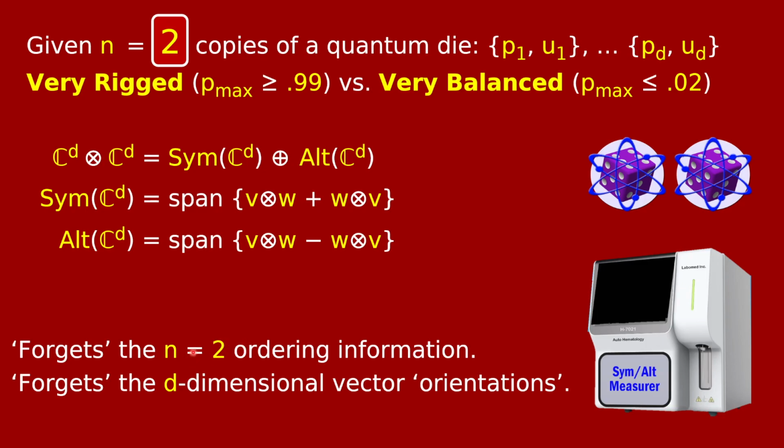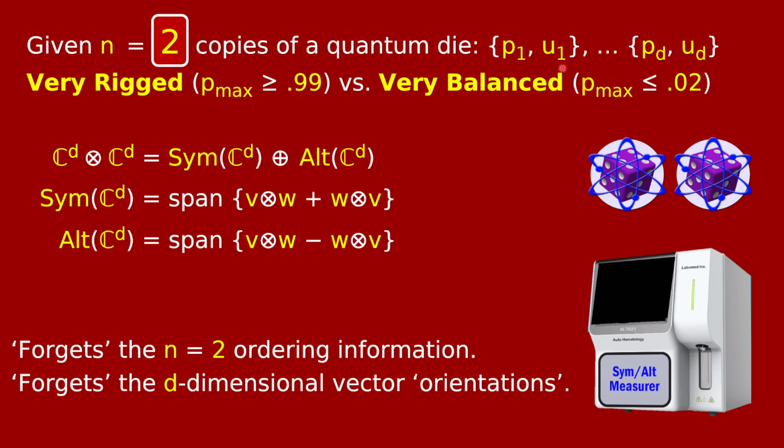It forgets the n equals 2 ordering information, because these two subspaces don't particularly favor the first or second tensor component. And that's natural because we just have two copies of this quantum state. There's nothing special about the first versus the second. And similarly, this decomposition into the symmetric and alternating subspaces forgets about the d-dimensional orientations as well.